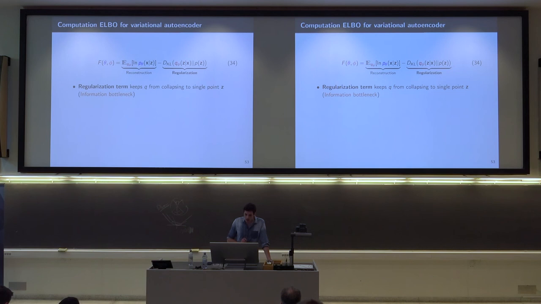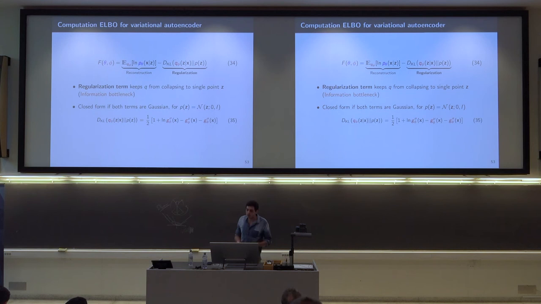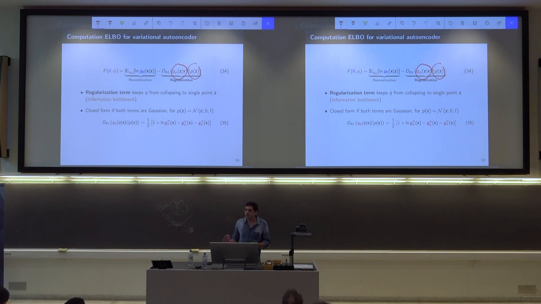Okay, some more comments. I'm going to go a bit more quickly here. Some more comments on the regularization term. So we said it's an information bottleneck. If we pick Q and P to be Gaussians, we can compute it analytically. We don't need to resort to many approximations. If these two things are Gaussians, computing the KL between two Gaussians is something we know how to do. That's what I wrote here.